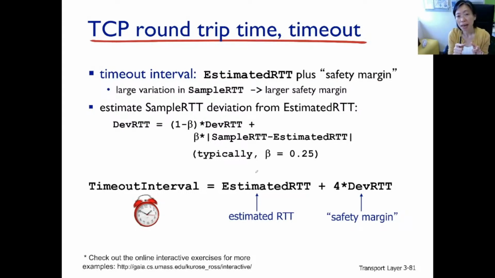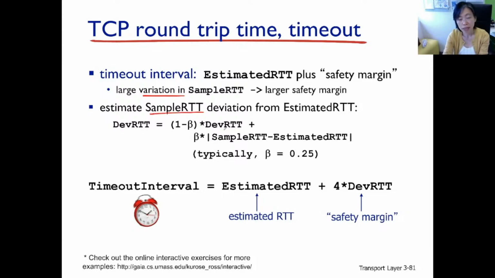The thinking behind setting the safety margin is this. If the sample RTT fluctuates a lot, we use a larger safety margin. Small fluctuation, smaller margin. Therefore, the key is to estimate the variation of the sample RTT. So the challenge boils down to estimating the variation of the sample RTT, and that can be done this way.